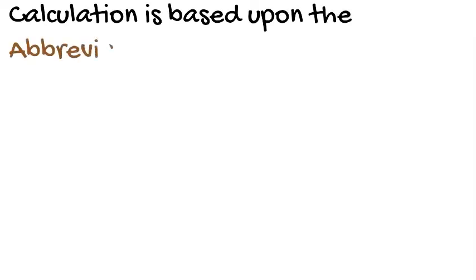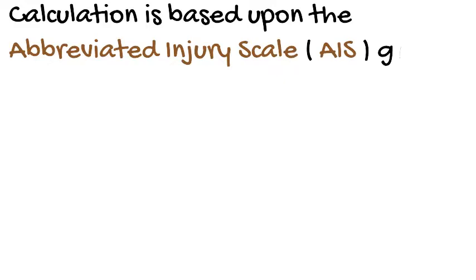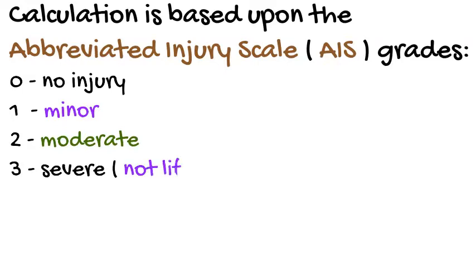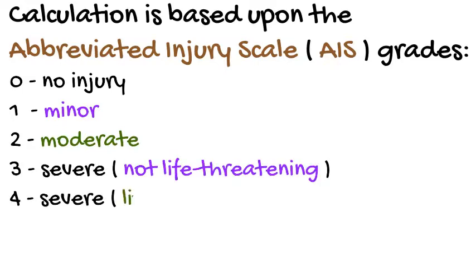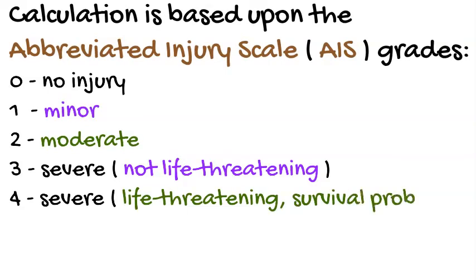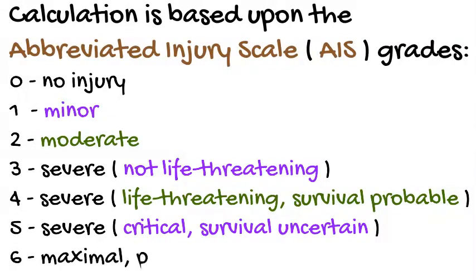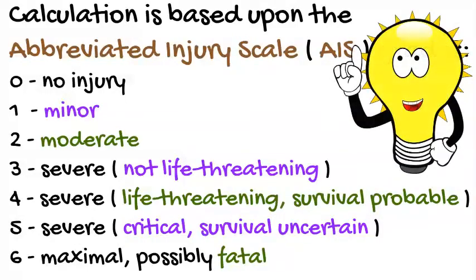The calculation is based upon the abbreviated injury scale, AIS, whereby 0, no injury sustained; 1, minor injury sustained; number 2, moderate injury sustained; number 3, severe injury but not in life-threatening condition; number 4, severe injury in life-threatening condition but the survivor is probable; number 5, severe injury whereby the patient is in critical condition, the survival is uncertain. Number 6, maximal injury, possibly fatal injury that may lead to death.